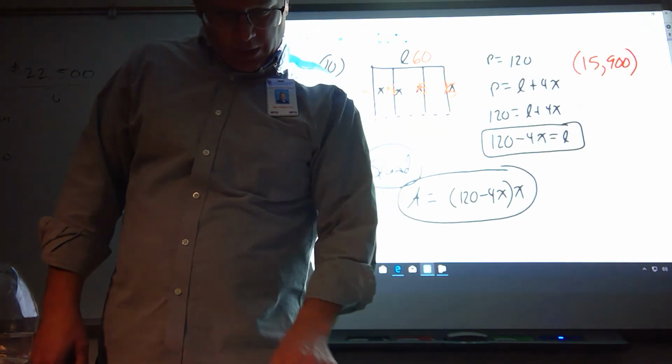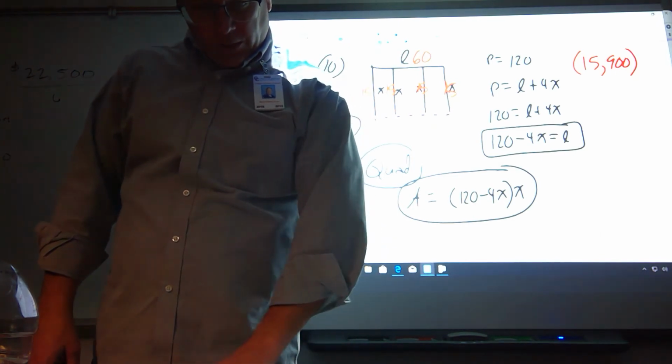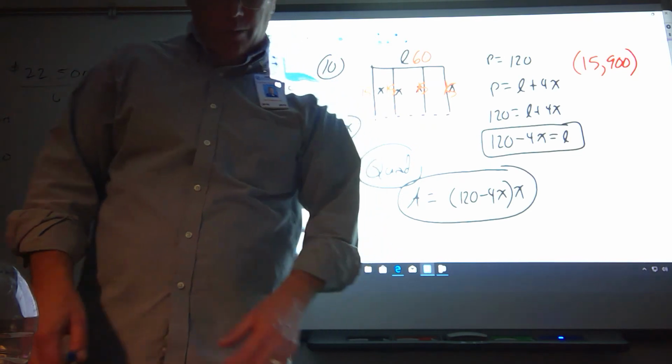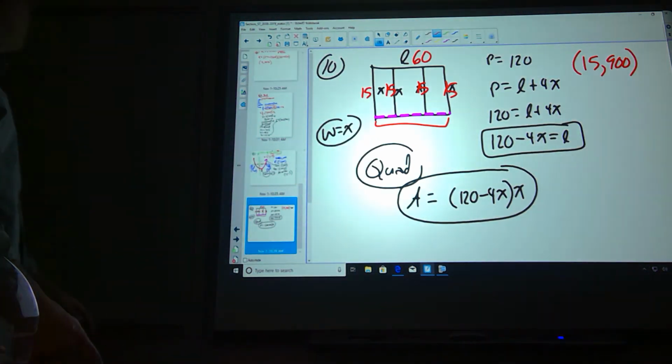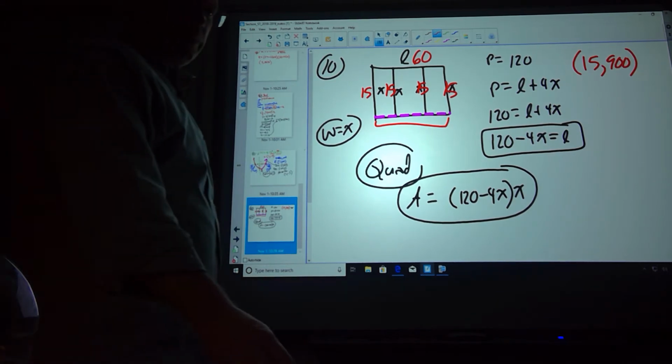Or let's see, wait a minute. Did they say? It says the garden will have 3 sections. Okay. Cool. All right. So, will you put your name on R and pass that one on forward?